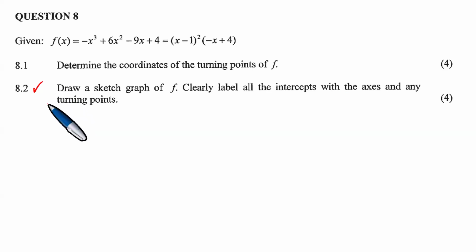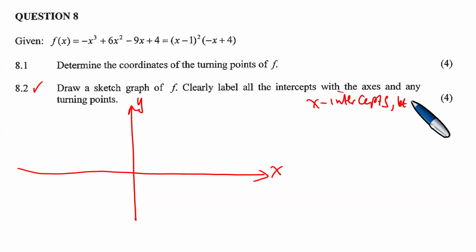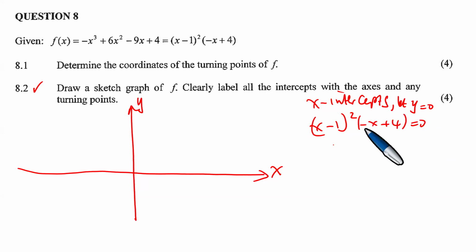Now, at this point, to draw a sketch graph of this, we proceed as follows. Let's just sketch very easily. We know this is the y-axis and this remains our x-axis. We can state the x-intercept. We let y be 0. When that is the case, you have x minus 1 squared, and then we have this one here equals 0, which means x equals 1, x equals 4.